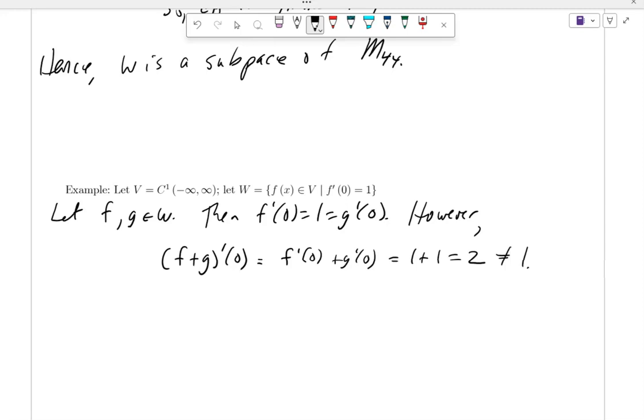All right. So is this closed under addition? No. So f plus g is not in W. What does that tell you about W then? Is it a subspace? No. I don't even need to check scalar multiplication, by the way.